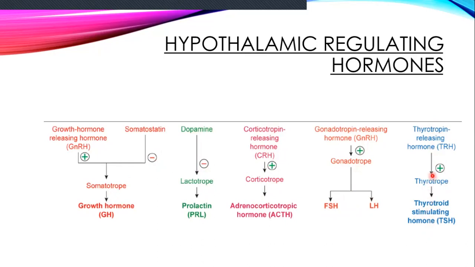Okay, so please remember that these hormones here, except dopamine, which can be classified as a neurotransmitter, are factors which are released from the hypothalamus, and they influence the anterior pituitary to produce these hormones, and they are carried by the hypothalamo-hypophyseal portal system.